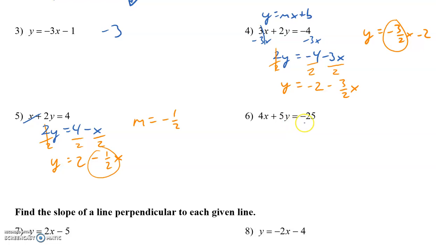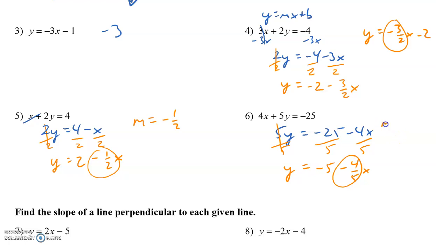Okay, same idea for this one over here. We'd want to subtract 4x from both sides. So this is going to give you 5y is equal to minus 25, take away 4x. Then we'd have to divide by 5. So divide by 5 here, divide everything by 5. That cancels out. So that leaves me with y equals negative 25 over 5, that's just negative 5, and then negative 4/5 x. So in this case, the slope would be negative 4/5.